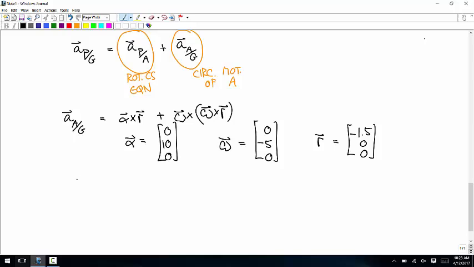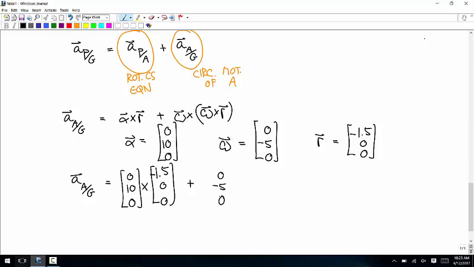Okay, so the acceleration of A relative to G is 0, 10, 0, crossed with negative 1.5, 0, 0, plus 0, negative 1.5, 0, crossed with the quantity 0, negative 0.5, and negative 50, crossed with negative 1.5, 0, 0.